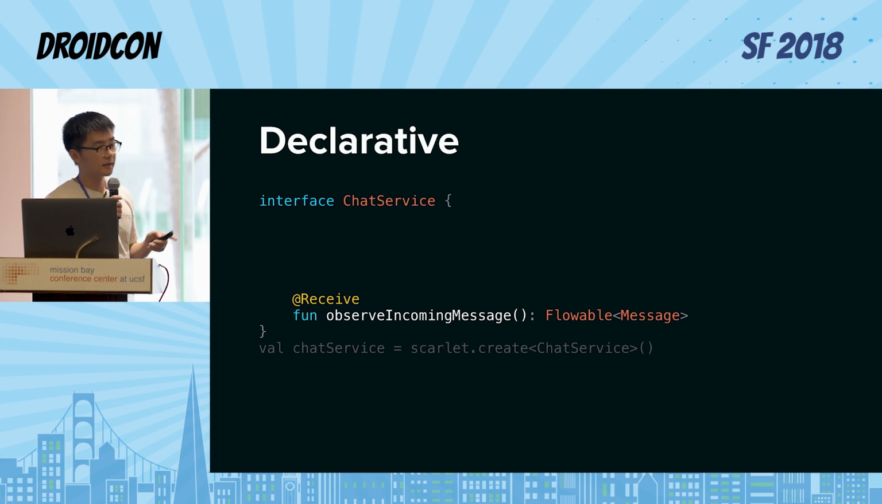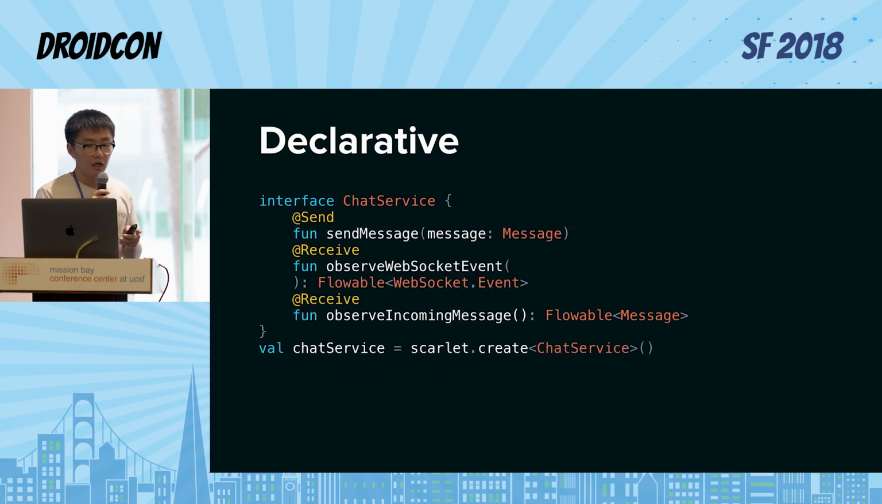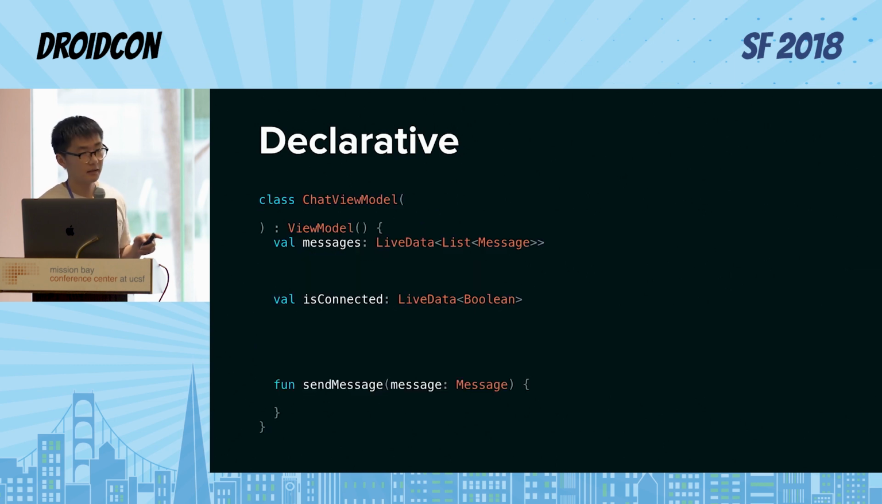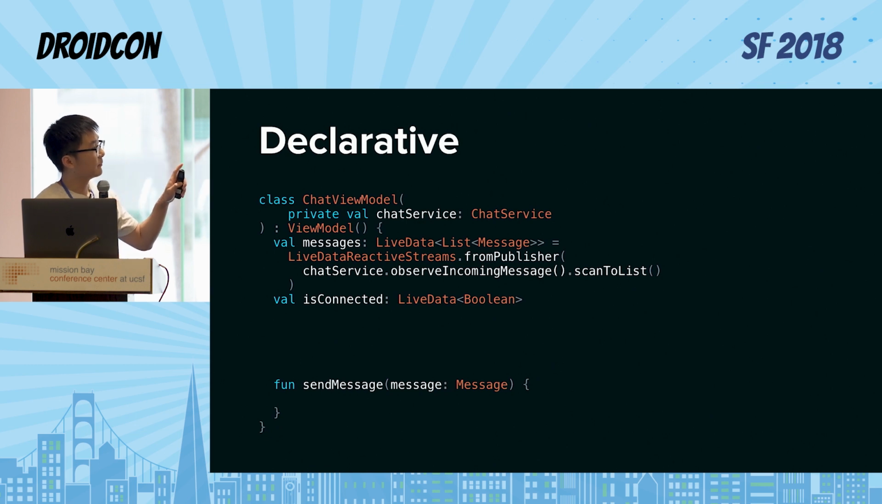To be able to receive incoming message, it is similar. You only need to change the return type to the message type you expect from the server. And after the service is created, you can subscribe to it. Just to recap, we created an interface with three methods and used Scarlet to create an implementation. Let's use it in the chat view model. Right? And we have a messages live data.